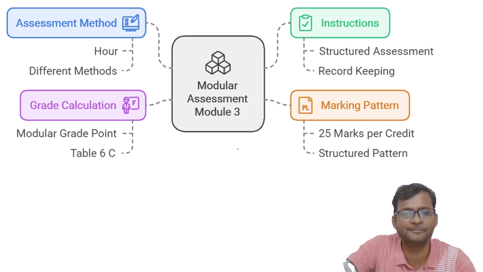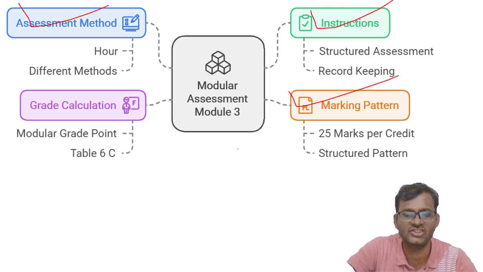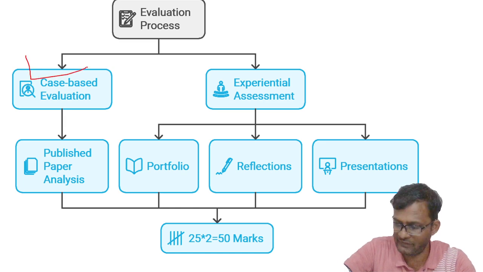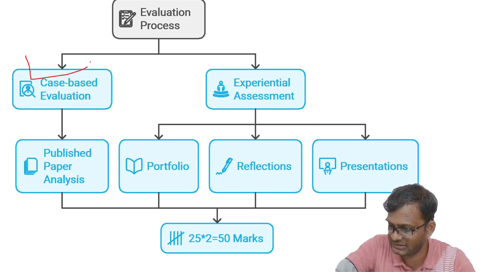Then module 3 has 2 credits, that is 50 marks. Once again the basic instructions are the same for this module 3 also. So in module 3, 25 marks are given for the case based evaluation. So what is case based evaluation?